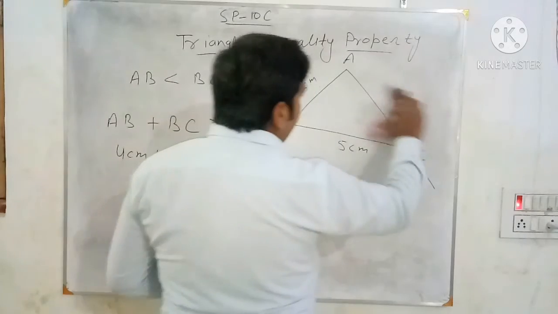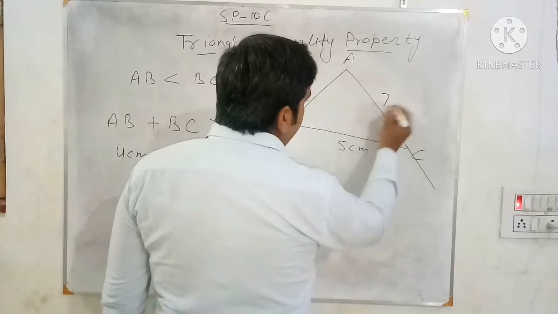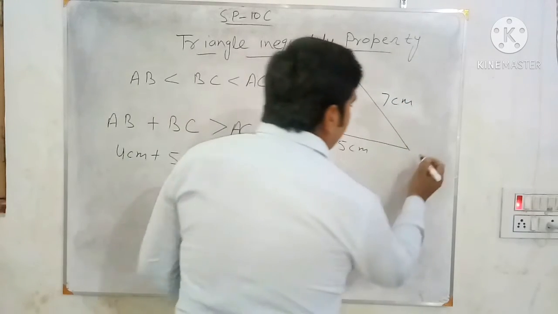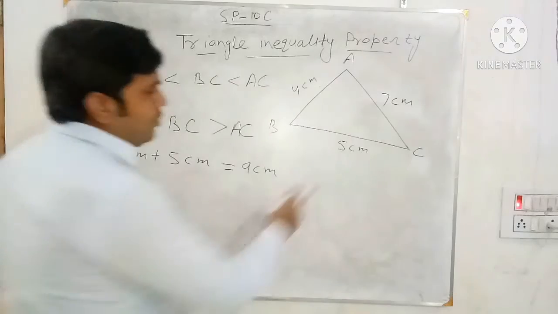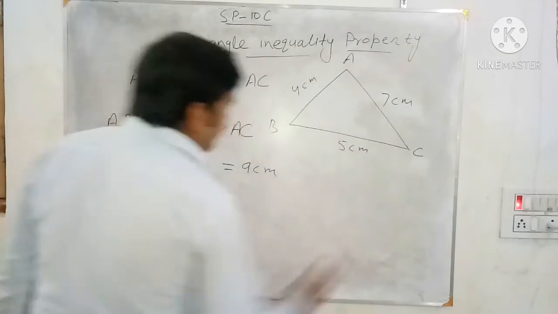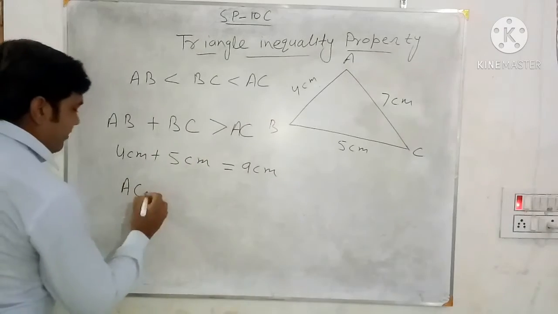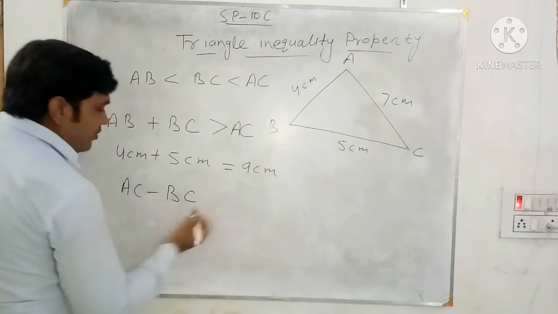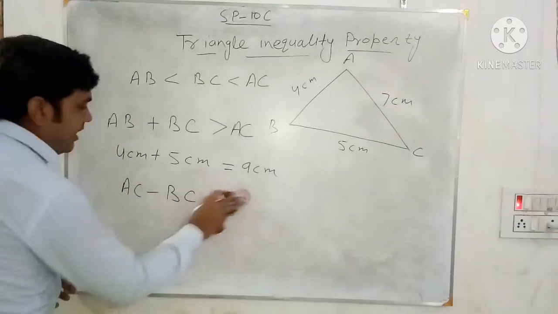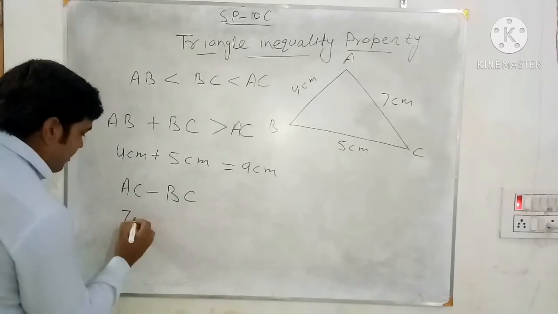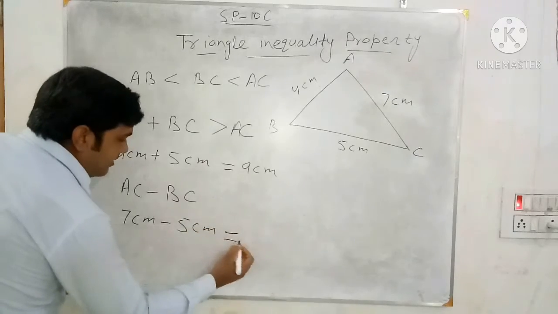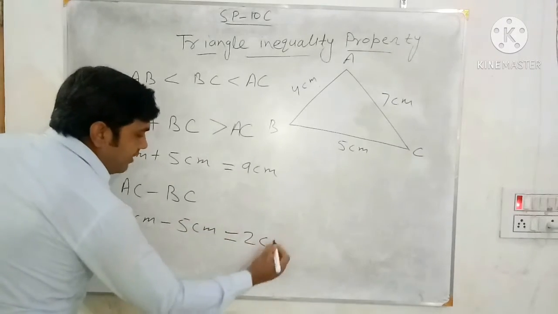Previously I had taken 7 centimeter. Now take that scenario. Find the difference of any two larger sides, which are AC and BC. AC minus BC: AC is 7 centimeter and BC is 5 centimeter. So when you subtract 7 centimeter minus 5 centimeter, you will get 2 centimeter.